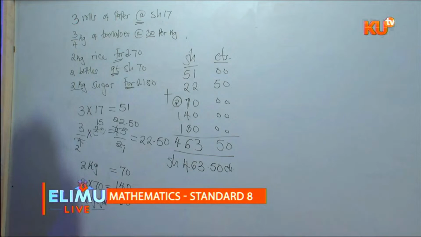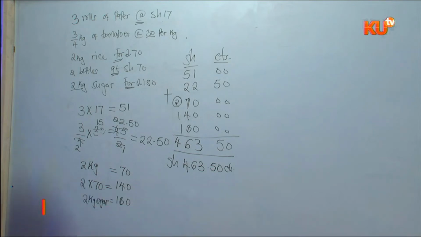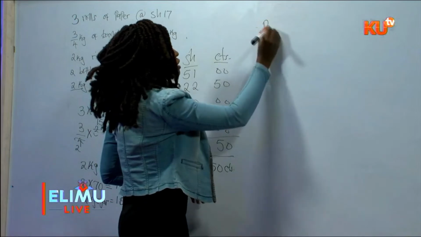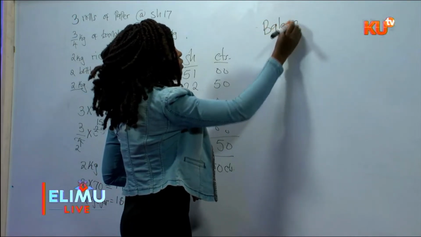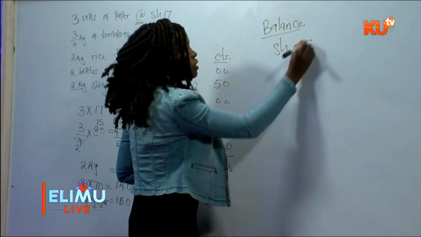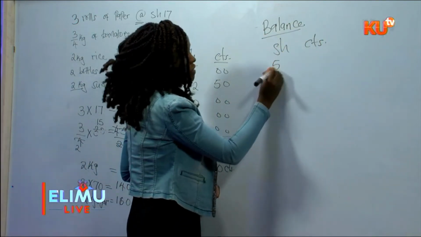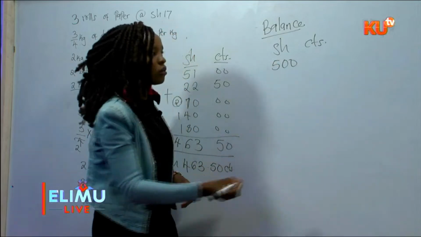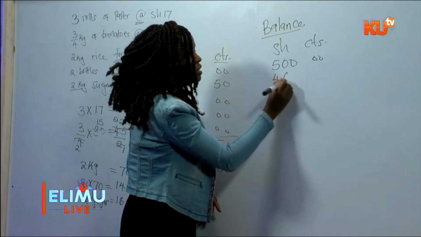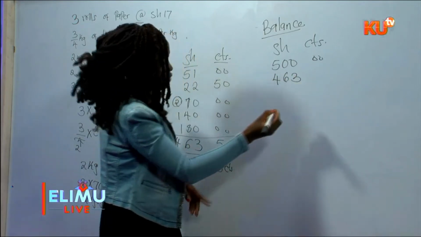So the question is, what balance did she receive if she paid for the items using 500 shillings? So we get the balance. To get the balance, we take the 500 shillings note that was given out, we subtract the 463 shillings and 50 cents.